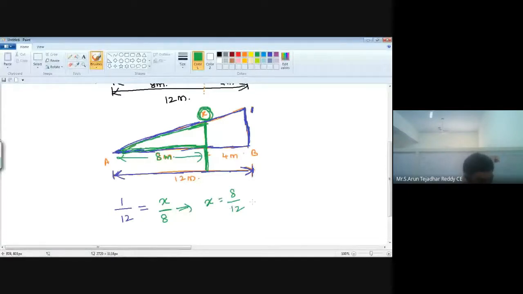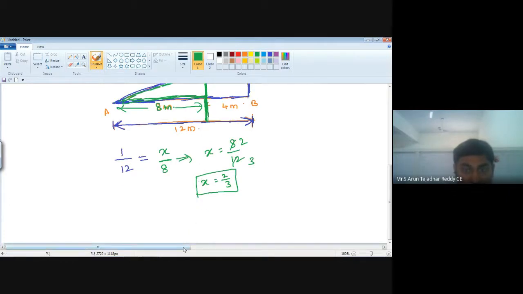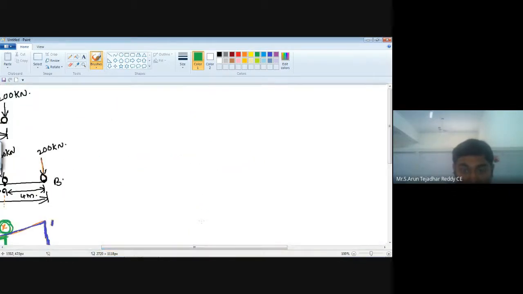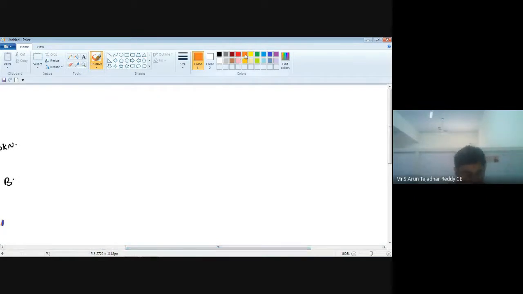Where x is equal to 8 by 12, that is 4 3s are 12, where x is equal to 2 by 3. So this 2 by 3 value, substitute in place of x. Now draw the other diagram.